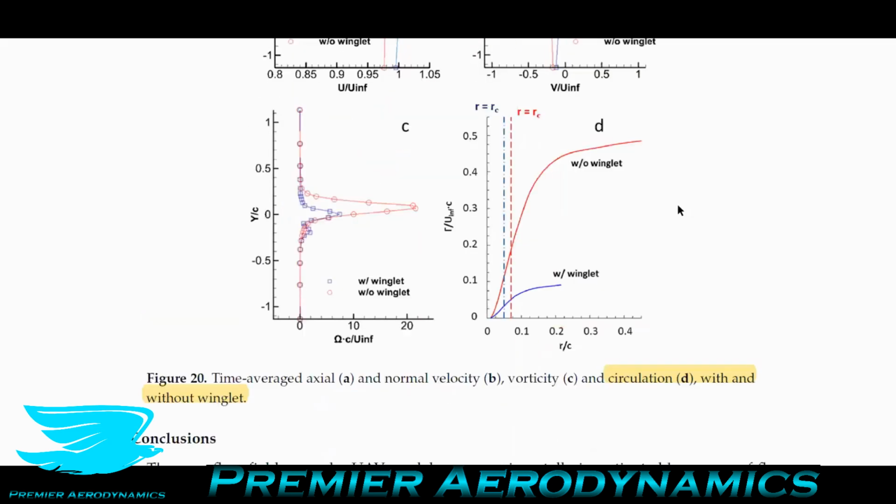And finally, they look at the circulation with and without winglets. What they find is that with winglets, the circulation is about 1/5 of that without winglets, which means that the wingtip vortex is now only 20% as strong as without winglets. So they've dramatically reduced that vortex strength, which also means they've reduced the induced drag.